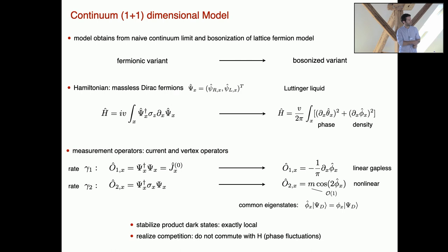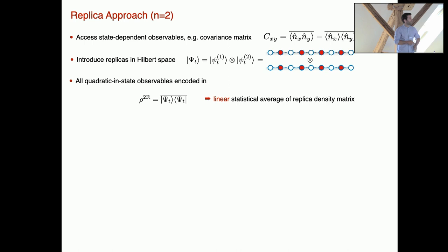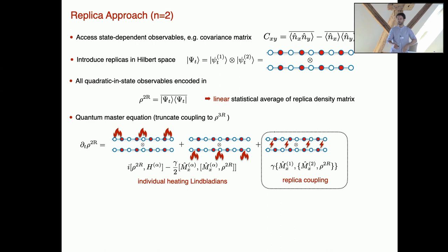Okay, now for these replicas, how can we capture the information of this correlation function here? We just copy the Hilbert space twice, and we then look at the state matrix of this copied Hilbert space here, and all the information that we want to extract in terms of quadratic correlations is now hosted in the linear average of this extended replicated Hilbert space density matrix. And we then need to find an evolution equation. So what's the state update on this object here? And some things are familiar. They look like two copies of heating Lindblads, with these noise density measurement operators here. But then there's also an interesting coupling between these replicas.